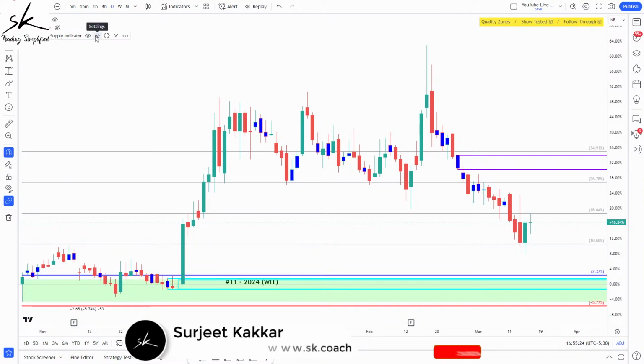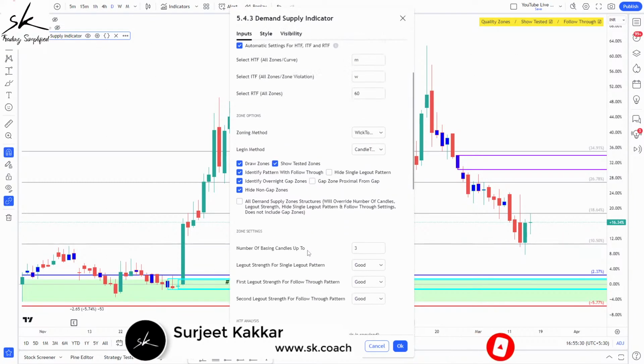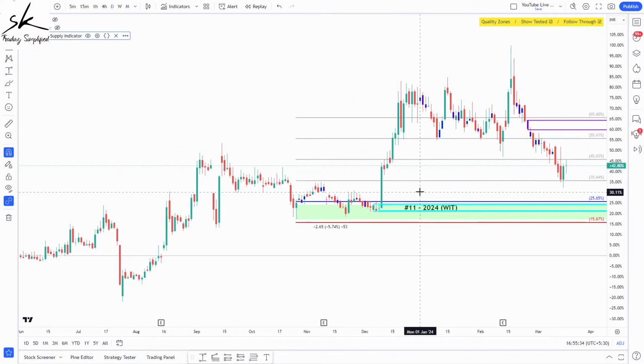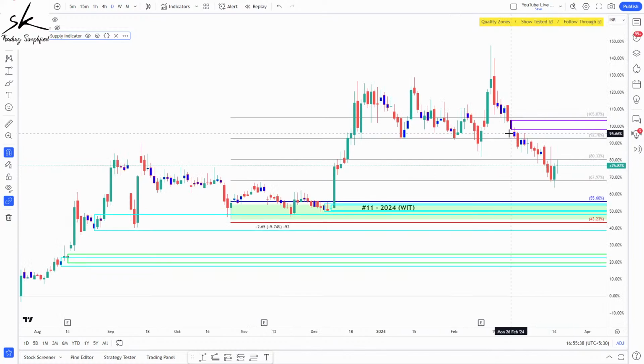Okay, let me not change anything else. So you can see all these zones which are now getting marked are because of gaps. So here you can see we came down, then we had a gap down. The day we had a gap down, we got the fill the same day. The gap was filled, and then we started moving down. So that is why it is a tested zone now.